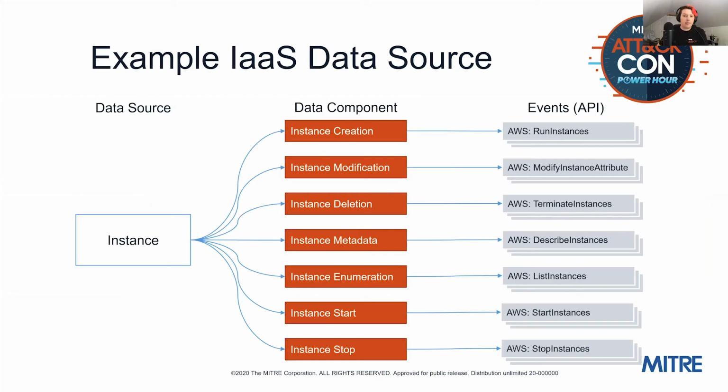So here's an example of what the instance data source may look like. Shout out to Matt Bajek on the attack team who did a lot of this work. So we have the data source on the left, which is instance in this case. Then we have multiple data components that basically consist of operations on that data source. And then you can map one or more relevant events to each data component based on the cloud service provider or SaaS provider's offerings. Obviously, we still have a lot of work to do in this area as a team, but we really wanted to get you all a sneak peek so you know what our plans are here.